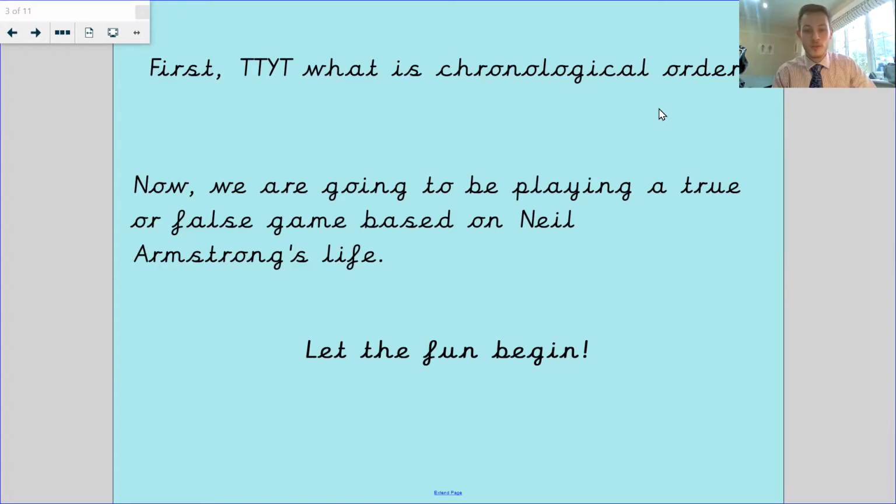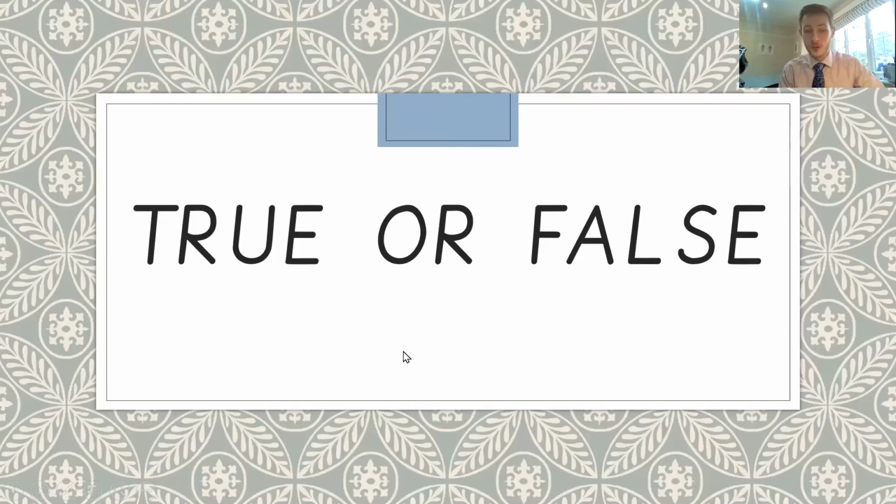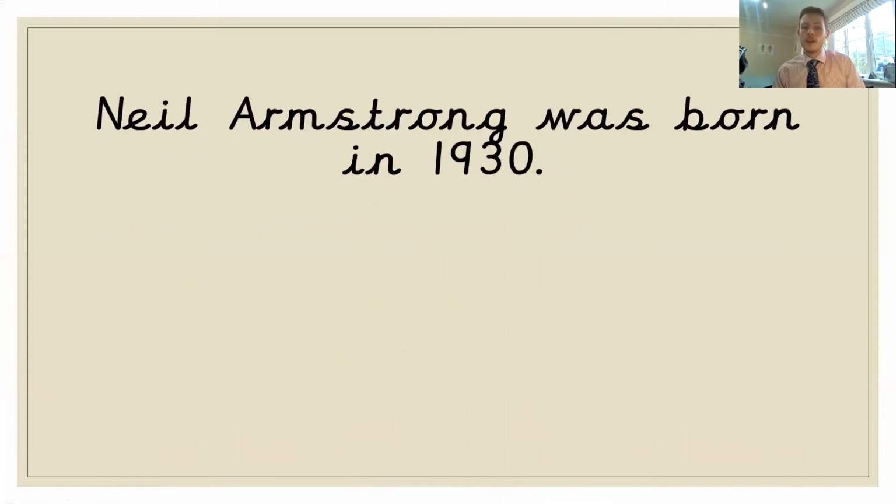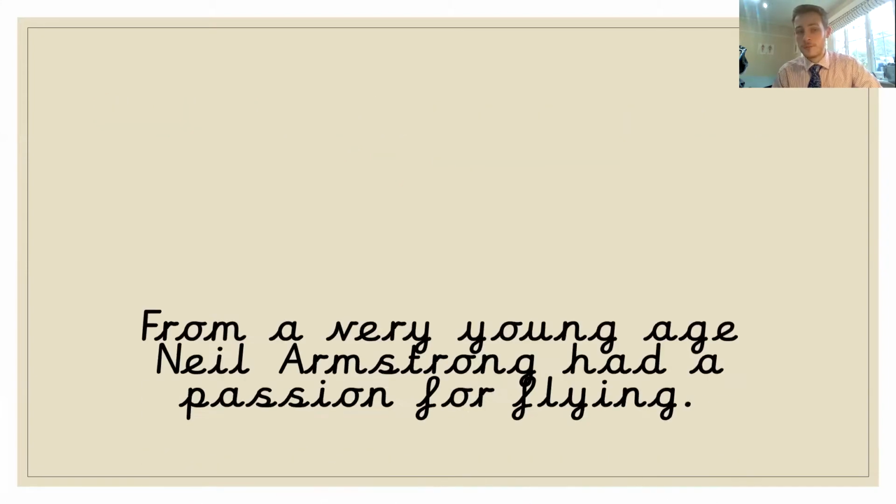So true or false, and it's all about Neil Armstrong's life. Neil Armstrong was born in 1930. You need to think, are you going to go for true or false? Either move to the side of the room or jump up or sit down, whatever you think. True or false, Neil Armstrong was born in 1930. Well, the answer is true. Spot on.